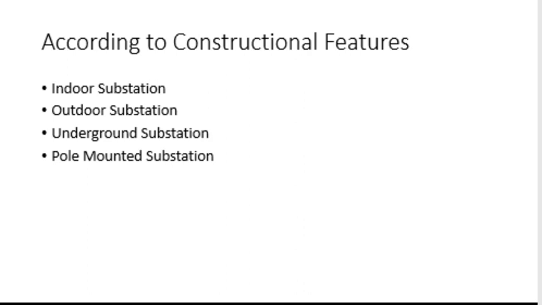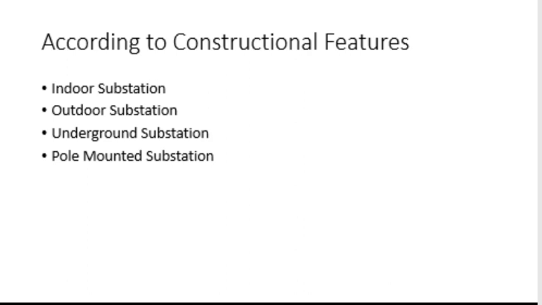As the name suggests, indoor substations are those substations which are built indoors, and are not available outside. The limit for this kind of substation is up to 11 kV. For indoor substations, I again repeat that the supply voltage is limited to 11 kV only.